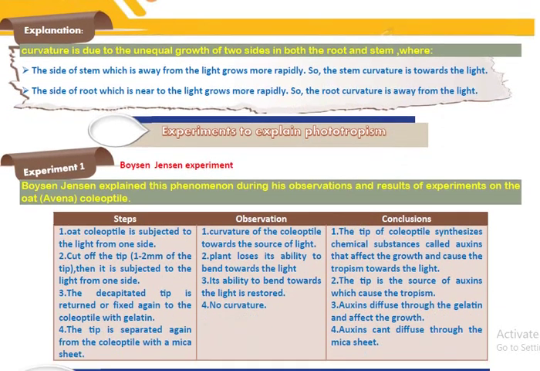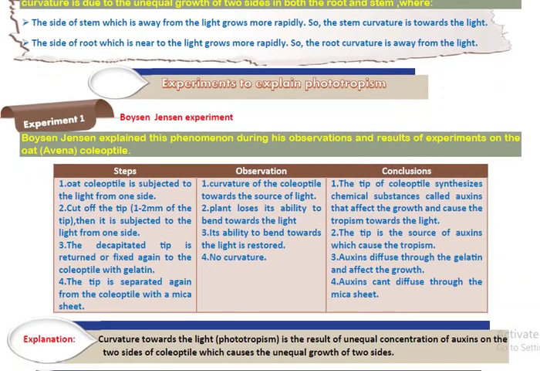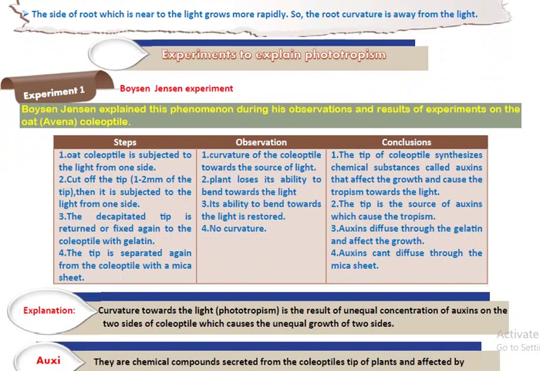Experiments to explain phototropism. Boysen-Jensen is a scientist who explained these phenomena during his observation and the result of his experiment on the oat coleoptile. The coleoptile is the apical meristem. The apical meristem is present at the stem and the root. Oat.